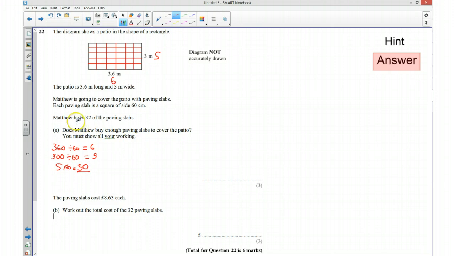Okay, so Matthew buys 32 slabs, he needs 30, so Matthew needs 30 slabs, so we can say he buys enough.